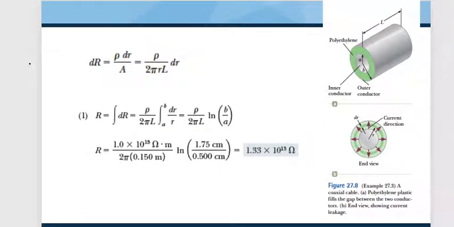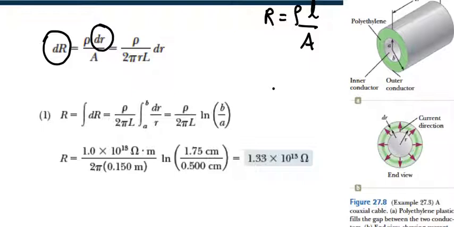So the first step is we are going to write dR. Remember the formula for R? This was the formula, you remember that, rho L over A. Because it's a small resistance, we are writing dR, rho is as it is. The length is dr, because this is the length of the wire along which we are integrating. The area is the area of this circle which you see here, which is 2 pi rL.